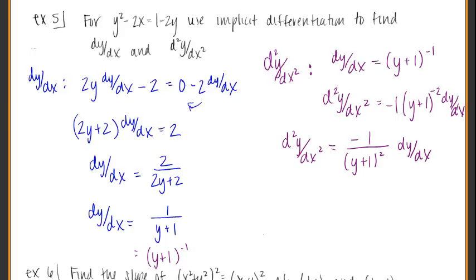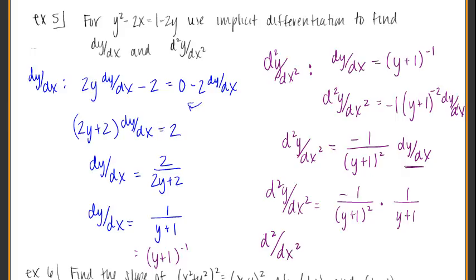Now we don't want to stop right there because we want to get all of dy dx in terms of just x's and y's. We don't want to have this term over here. Because we can easily solve for it, all we have to do is go back over here to what it actually equals. Well, so the second derivative is equal to negative 1 over y plus 1 squared, and then dy dx is 1 over y plus 1. So combining this all together so we can get our very final answer, we can just write it as negative 1 over y plus 1, all that cubed. And there is your final answer.